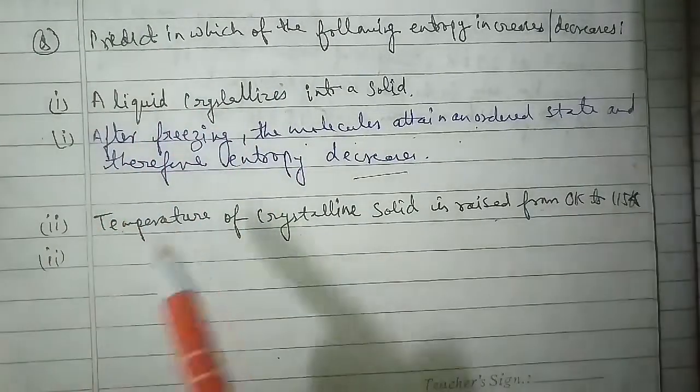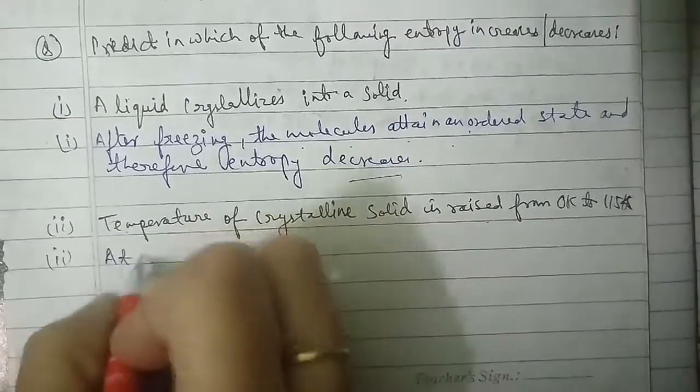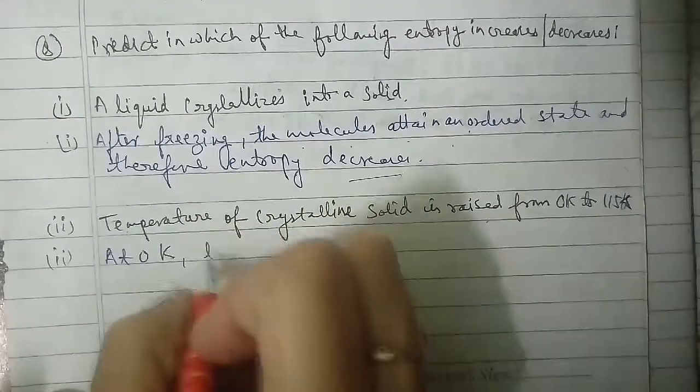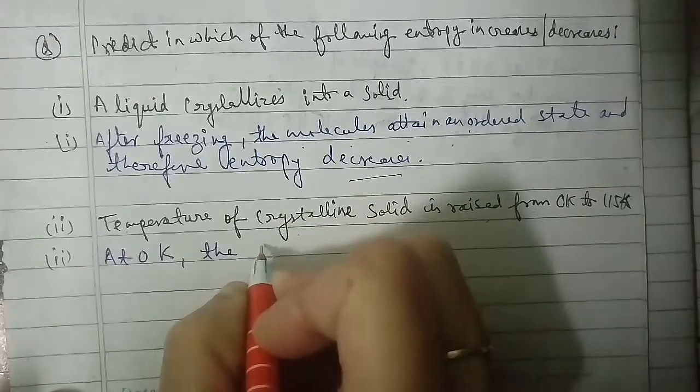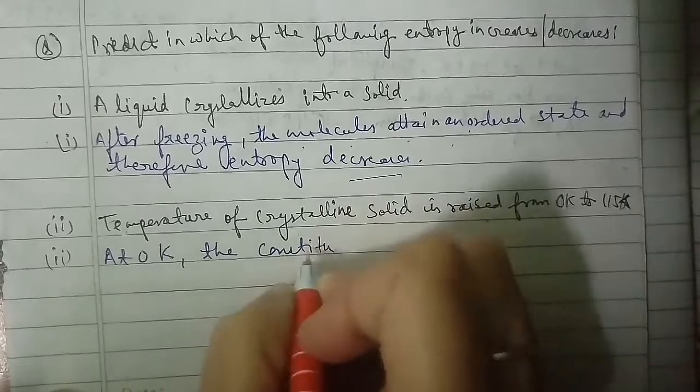Okay, so this is for the temperature. The temperature of the crystalline solid is raised from 0 Kelvin to 115 Kelvin. So the entropy will be increased, and liquid crystallized into solid, so the entropy will be decreased. So for the third question, we will go ahead.